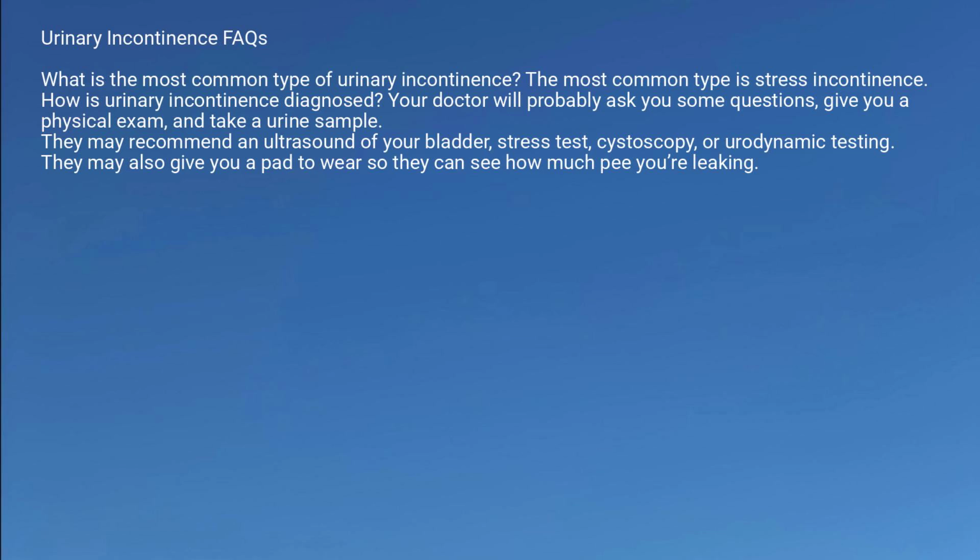Urinary incontinence FAQs. What is the most common type of urinary incontinence? The most common type is stress incontinence. How is urinary incontinence diagnosed? Your doctor will probably ask you some questions, give you a physical exam, and take a urine sample. They may recommend an ultrasound of your bladder, stress test, cystoscopy, or urodynamic testing. They may also give you a pad to wear so they can see how much pee you're leaking.